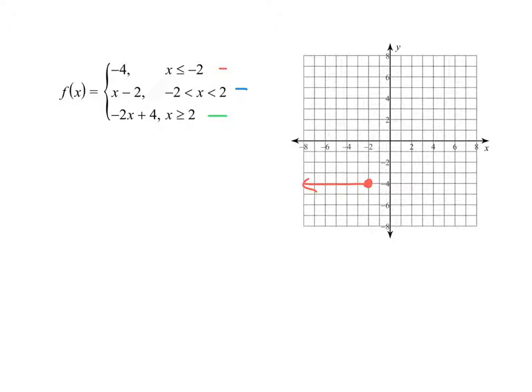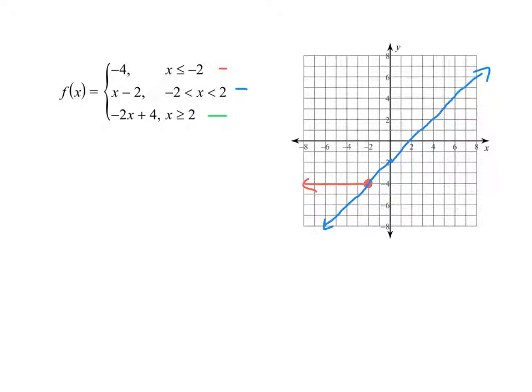All right, next one. x minus 2 for -2 is less than x is less than 2. So I'm going to start by graphing that. Y-intercept is -2, and the slope is 1. So I'm going to just go ahead and graph that. Again, I'm graphing the whole thing. And, oh hey, I happen to hit that right there. That's interesting. So I've got this whole line right here. You can see slope is 1, y-intercept is -2.